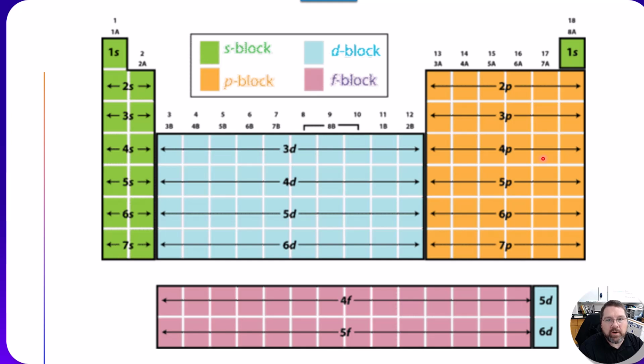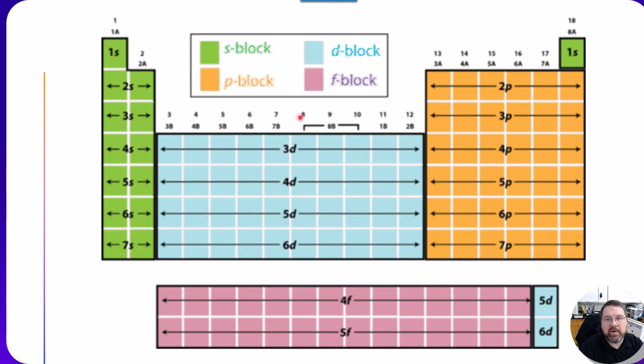And for the most part, you can see that there's a relationship between the number that is in front of the sublevel letter and the row that it happens to be in. For instance, the 2S level is in that skinny S block in the second row. So the numbers match, which is nice. If we look at the P block, we see the same thing. The 2P level is in the second period, the second row. Okay, 3P is in the third row.